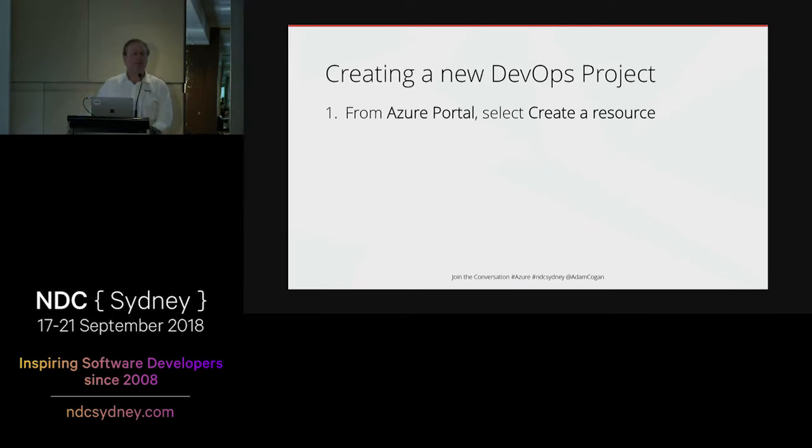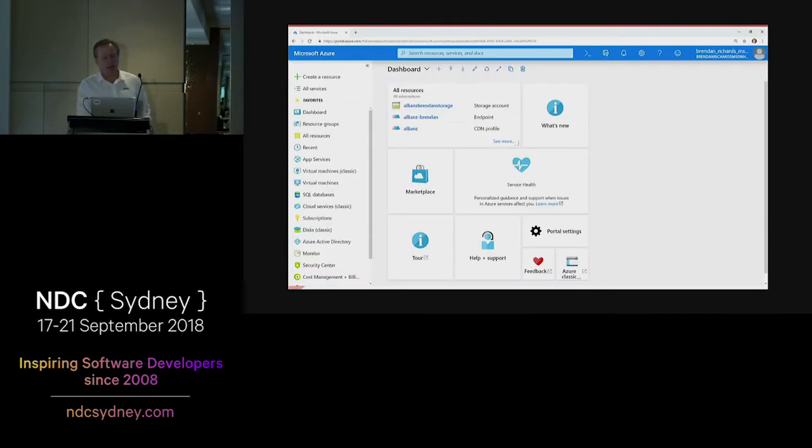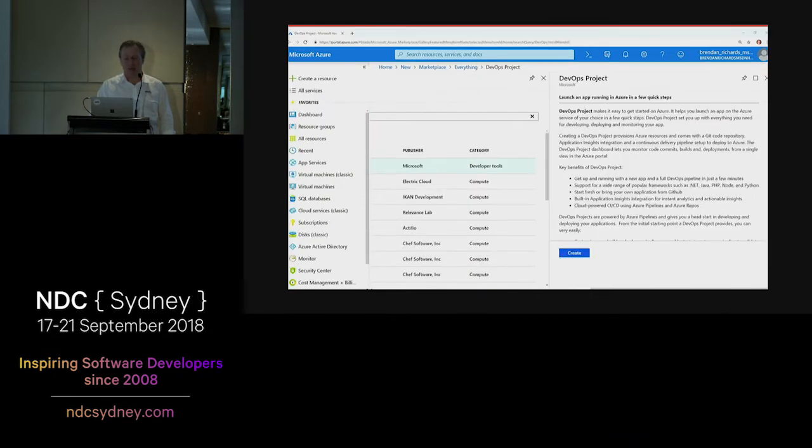So we're going to go into the Azure portal, select the DevOps project, follow a wizard, press done, and we're good to go. Let's do it. All right, nice new portal now, isn't it? So we come in here, on the left-hand side, we click create a resource. We're going to come over here and type in DevOps. Okay, that's a cool word. It's just cool. All right, so we click, and then down here, we see the DevOps project, and we press enter.